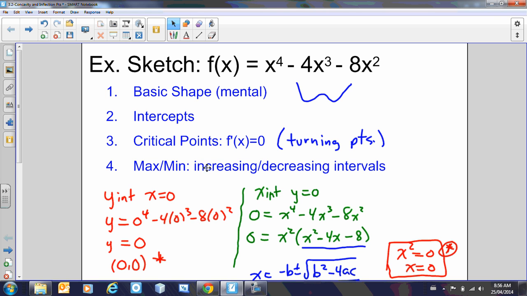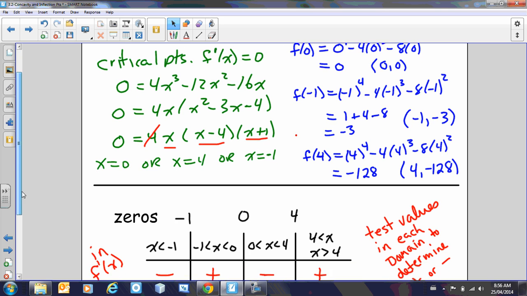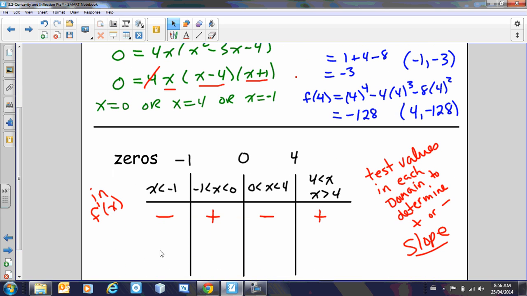Or of course, if we already have the basic mental shape of the graph, then we know, if we're starting in a decreasing mode, then the first critical point will be a minimum, and the next one will be a maximum, and so on. So depending on what we know, we may not need all these pieces of information. This is the chart we can set up if we don't have the mental picture, or if we don't actually have a graph to work with.